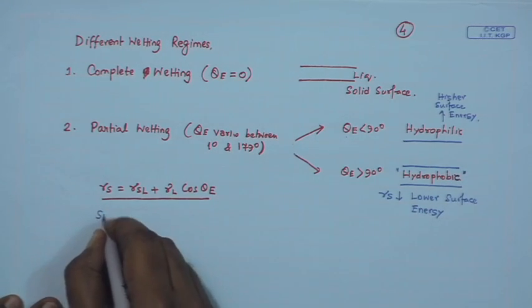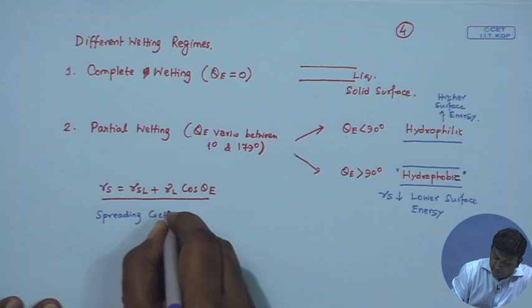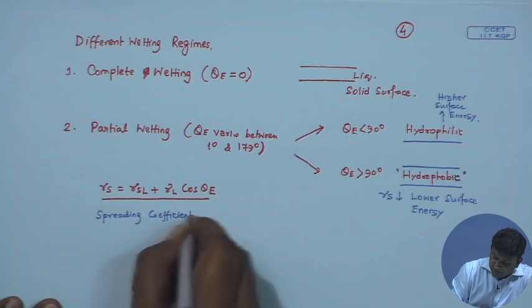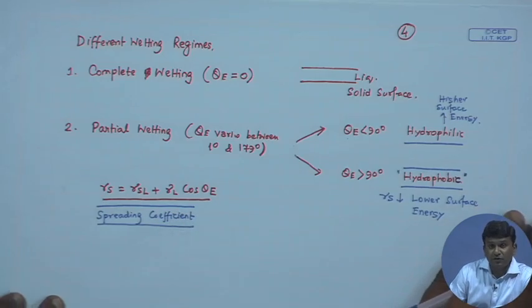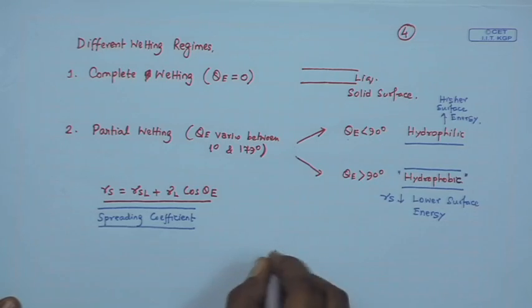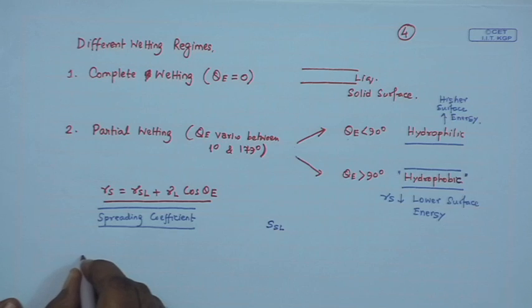Before we move on with the concepts of hydrophobicity further, I would also like to introduce the concept of what is known as the spreading coefficient. It is a very simple concept, but a very powerful concept, considering a very fundamental concept of thermodynamics, that any natural process leads to minimization of free energy. So, what is the spreading coefficient? You do not have to remember anything by heart. It is represented as S_SL, the solid liquid spreading coefficient.